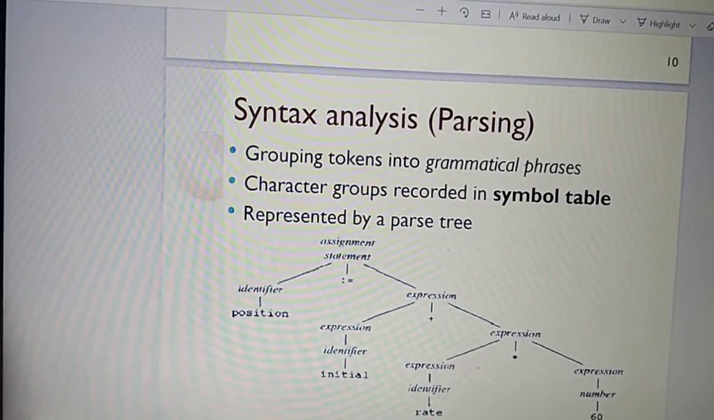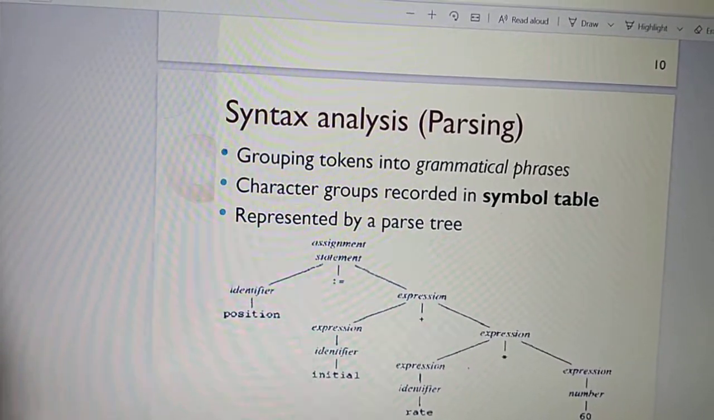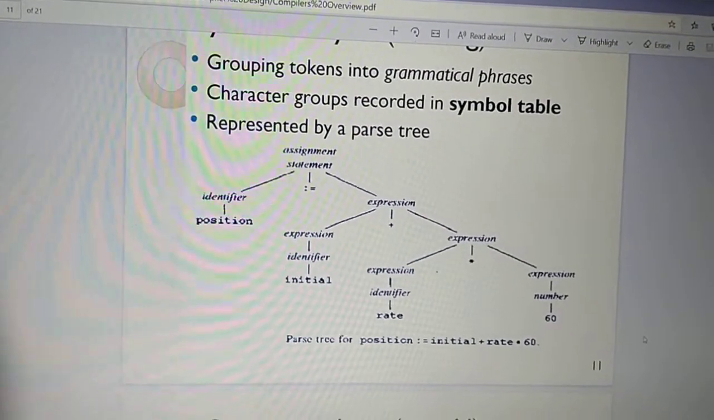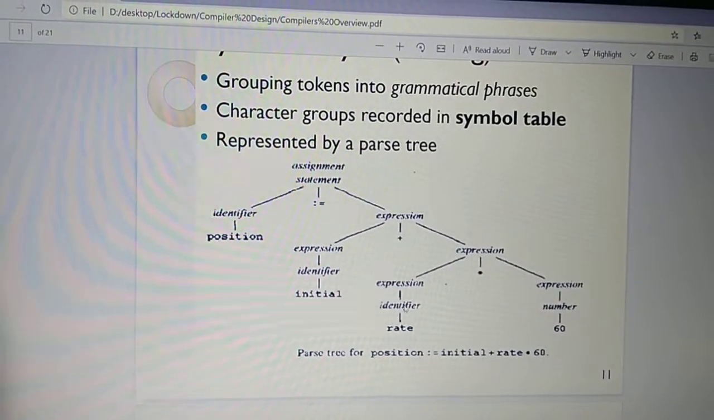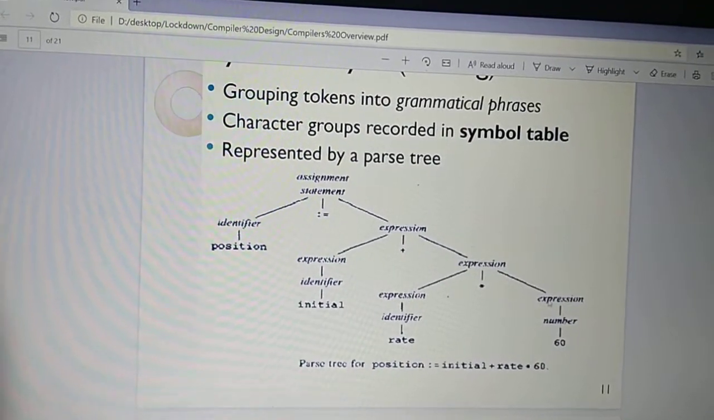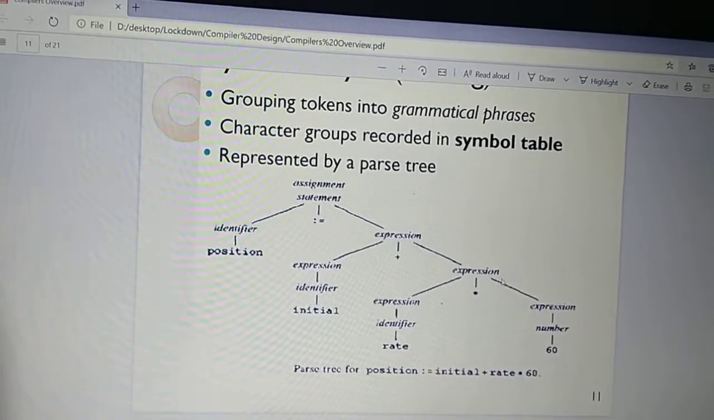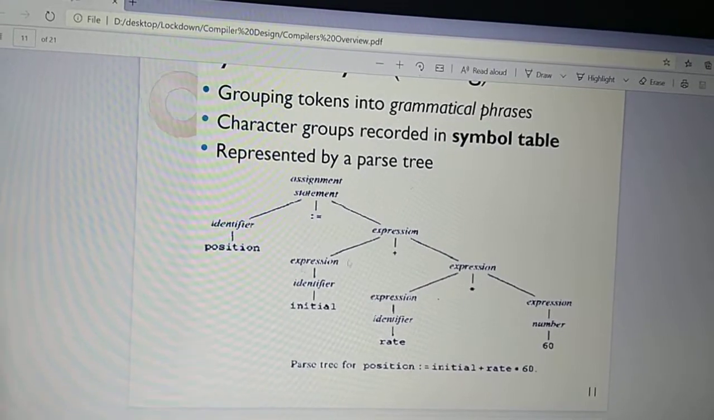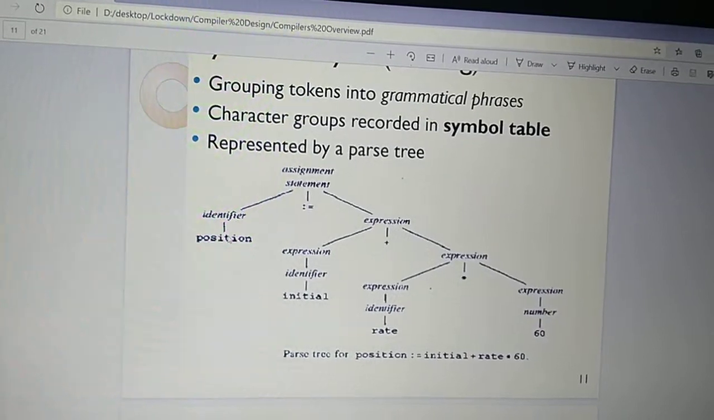Okay, so tokens are grouped into grammatical phrases. The character groups are recorded in the symbol table. The tokens are represented in this way as a parse tree. Rate is an identifier, which is an expression. 60 is a number, which is again an expression. These two expressions are multiplied, and again we are getting expression into expression, that is an expression. Initial is an identifier, which is an expression, then expression and expression are added and we are getting another expression. Then this expression is assigned to the identifier position.